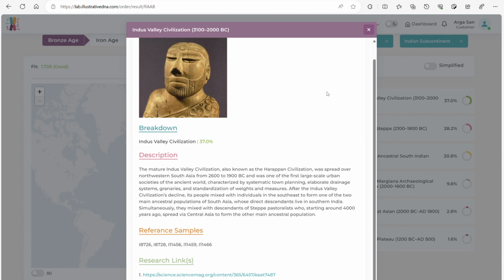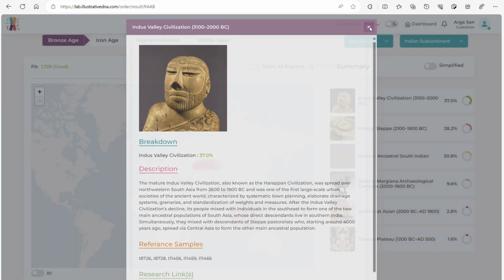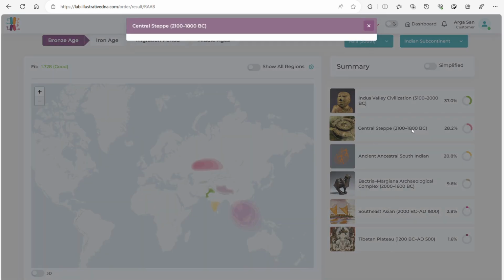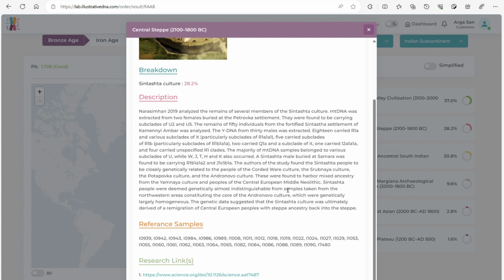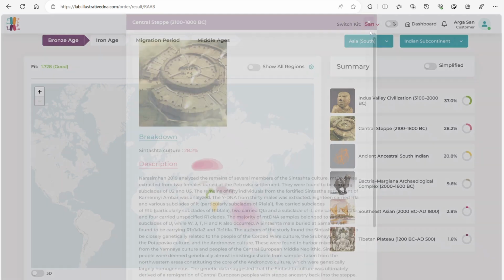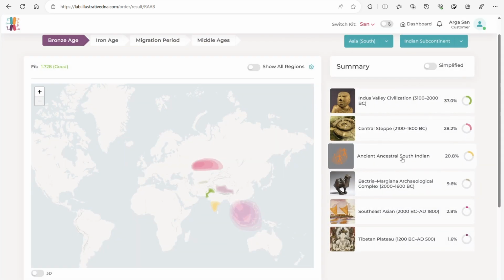The second most, at 28.2%, is Central Steppe, which is also called Sintashta culture, which dates around 4,000 years back. The primary haplogroup of the samples found was R1A, which is also prevalent among the modern population of the subcontinent. Steppe is also known as the ancient homeland of Indo-European people.